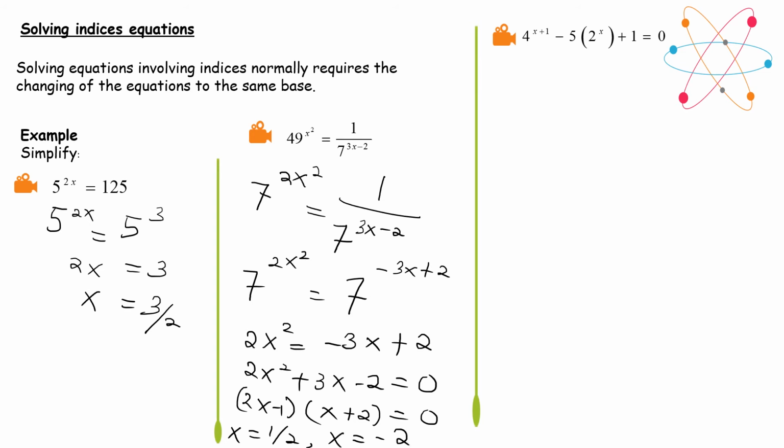Third question, 4 power of x plus 1 minus 5 times 2 power of x plus 1 equals 0. First, change 4 to the base 2. So 4 is 2 power of 2.